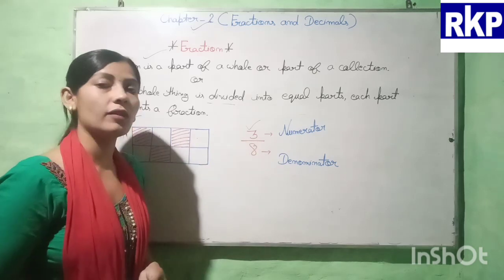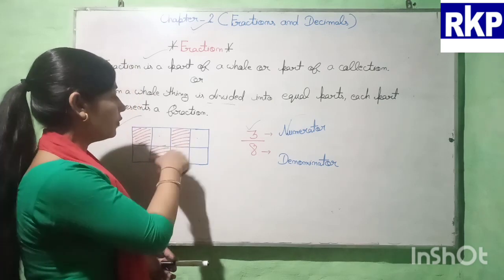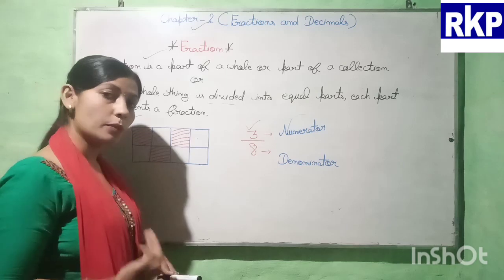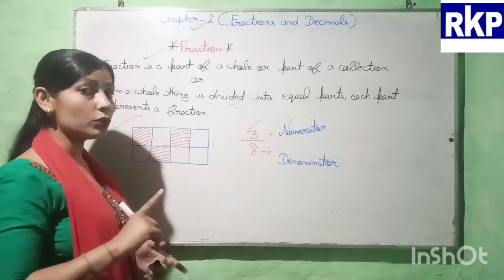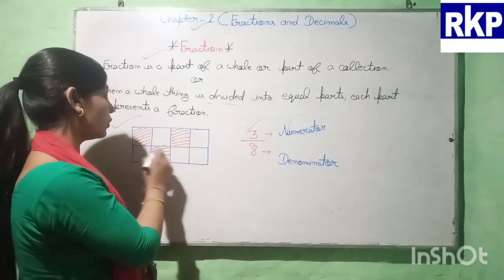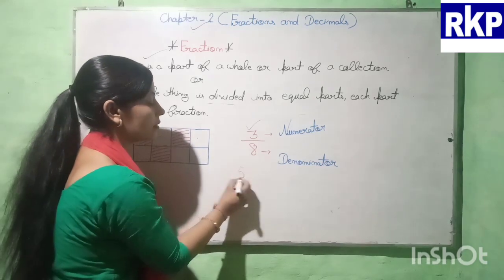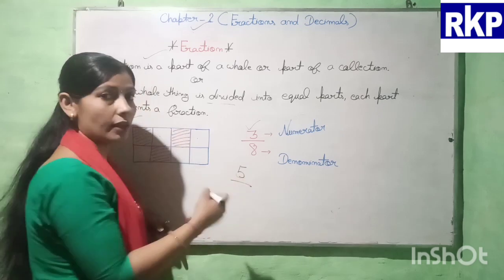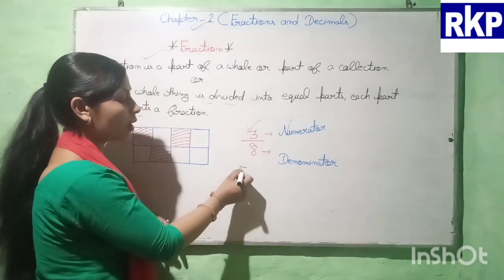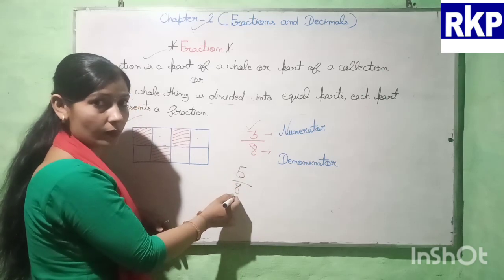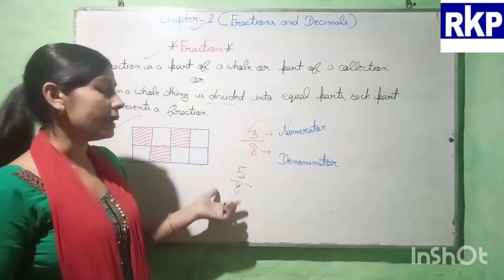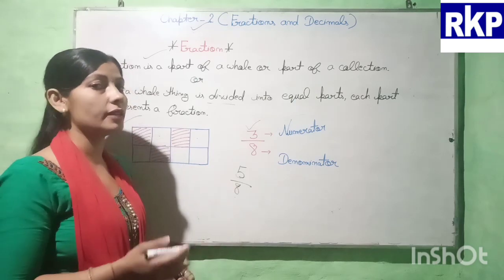And if I want to find the fraction for the unshaded portion, here we need to count the unshaded parts. So here 1, 2, 3, 4, 5. So 5 parts are unshaded out of a total of 8. So 5 by 8 is the fraction for the unshaded portion.